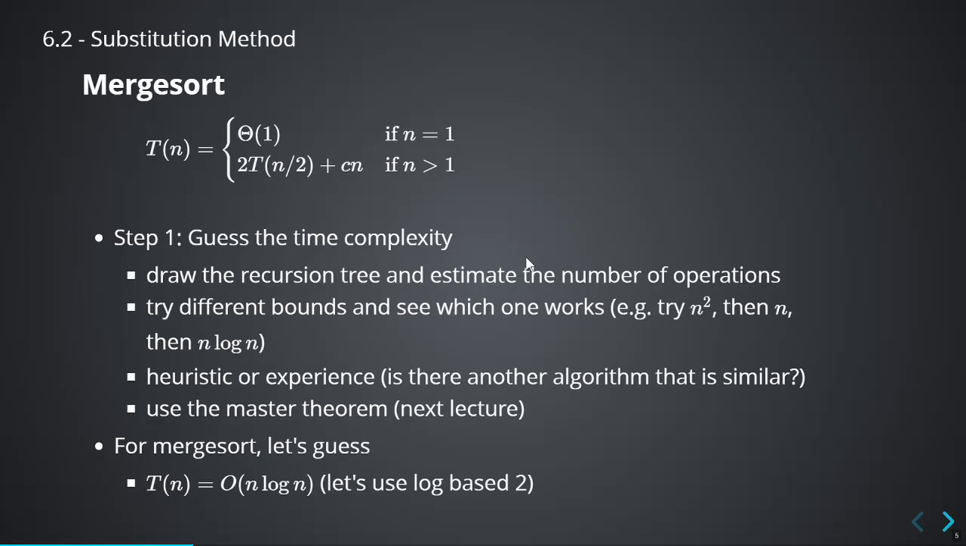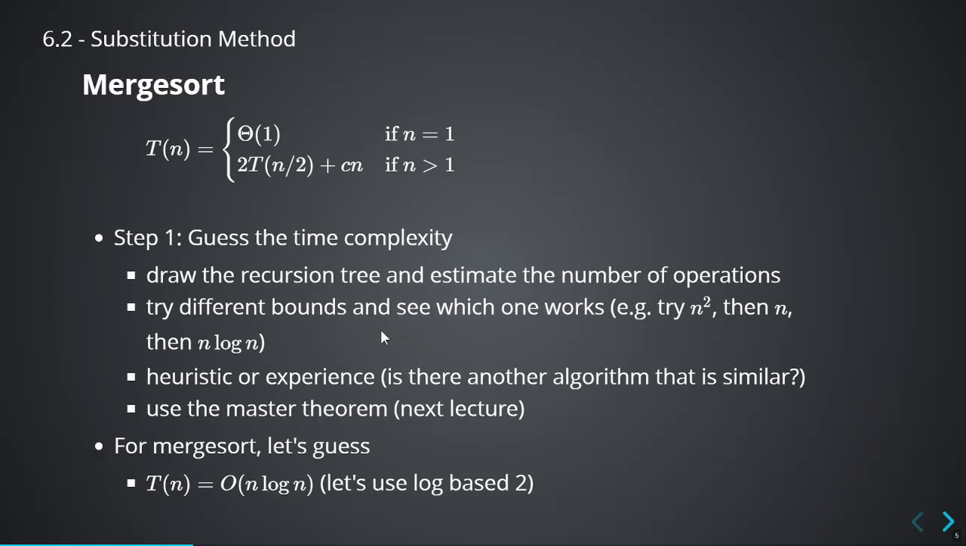Something like that. You can also guess using heuristics or experience, as in, oh, this looks like merge sort, or this looks like binary search, or this looks like linear search, or this looks like an n squared algorithm. Right? You can guess that. And the last one is using the Master theorem, which is probably what we all do in real life, to be honest. This is going to be the next lecture. And you're going to be wondering why we're doing the recursion tree and substitution method if we have the Master theorem. But we'll get to that in the next lecture.